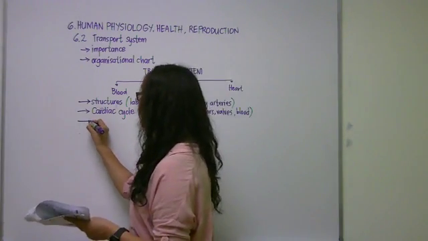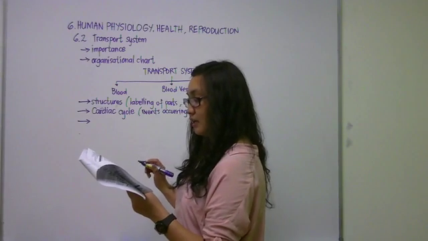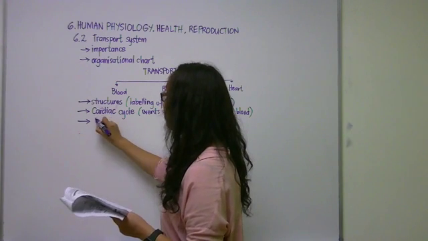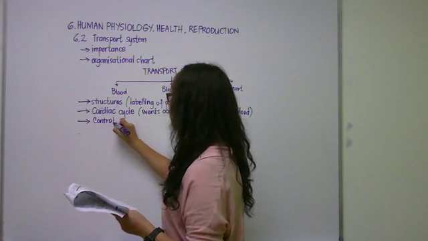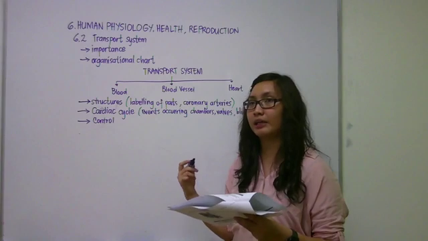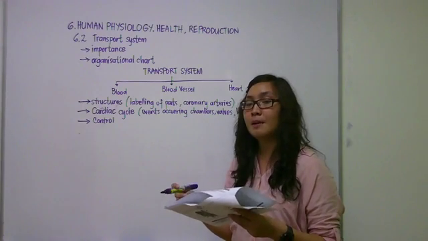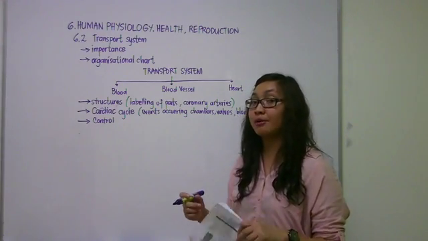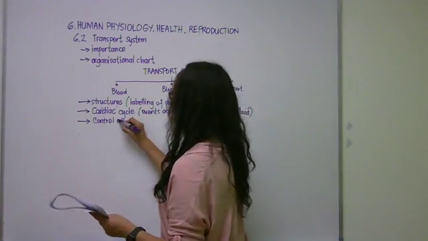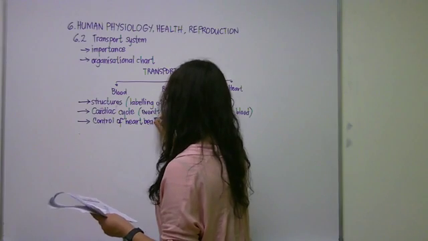Okay, last but not the least, the thing that needs to be discussed under the transport system is the control of the heartbeat. Actually, this area has something to do with the nervous system, because although the mechanism of the heartbeat is myogenic, meaning the heart muscles are capable of contracting on their own, the stimulation itself is actually coming from a nerve. So it is related to the nervous system. So, control of heartbeat.